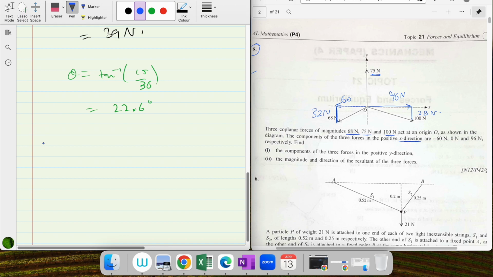It is your choice: you can write the direction as 22.6 degrees with the positive x-axis, or we can write it as a bearing of 90 minus 22.6, which is 067.4 degrees.